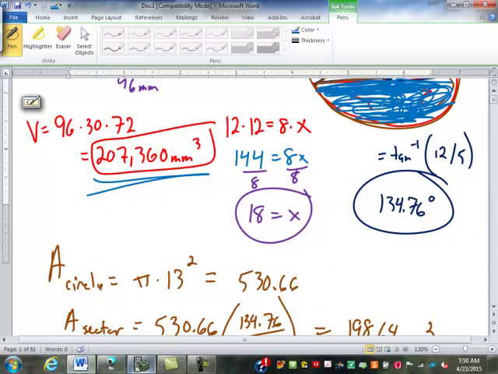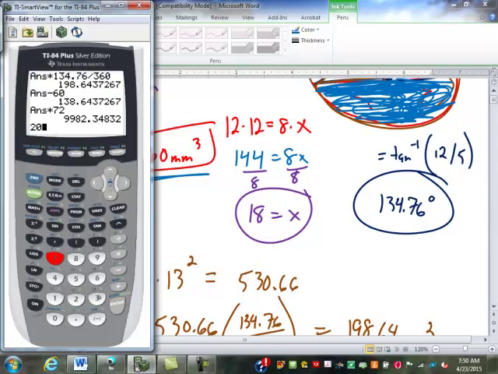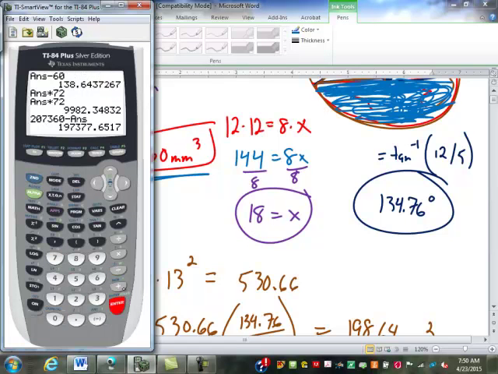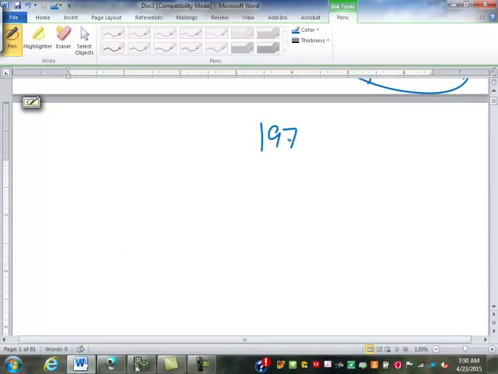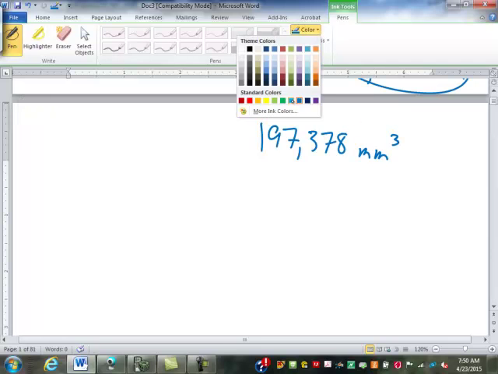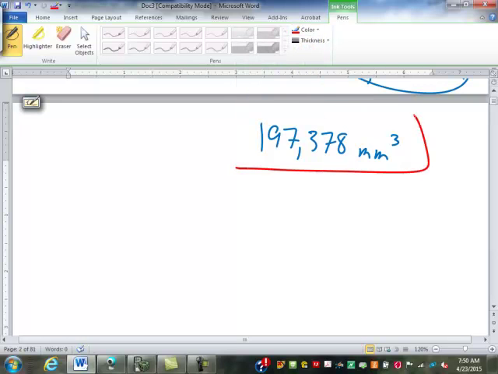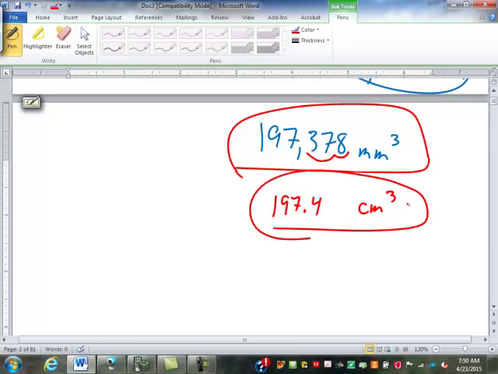So 207,360 minus that previous answer, we will get 197,370. We're just going to call it 197,378 millimeters cubed. You could leave it like that, or you could take it down to centimeters cubed. Remember, one spot on the chart, since these are cubed, would be 3 spots for the decimal. That'd be 197.4 centimeters cubed, about.